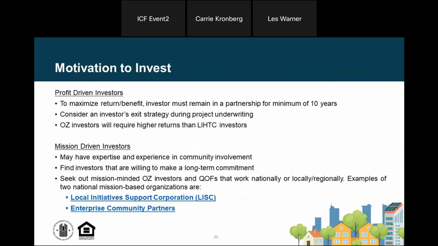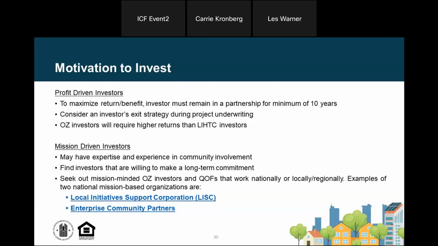So in thinking about the motivation to invest, we have two primary categories of investors. Most are driven primarily either by profit or by mission. All investors will look for financially sound projects, but mission-driven investors may be willing to accept lower rates of return in exchange for a public benefit. But first, let's talk a little bit about profit-driven investors, which are probably more abundant. Most opportunity zone investors will fall into this category, and again, they seek to maximize the financial return on their investment.